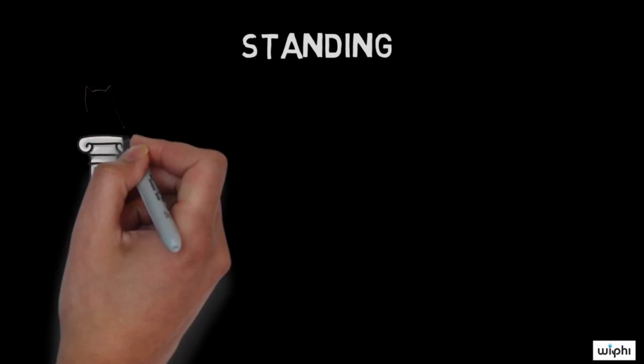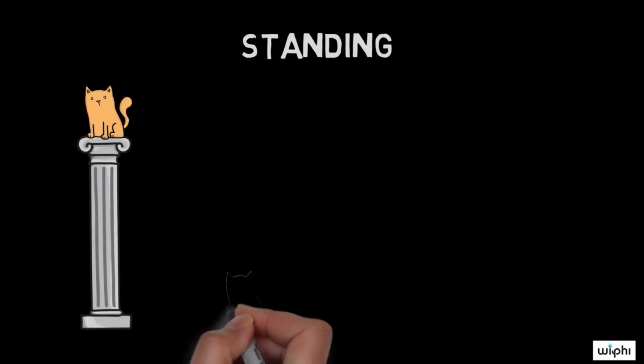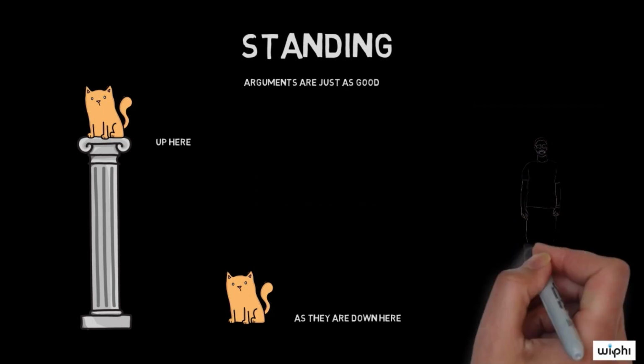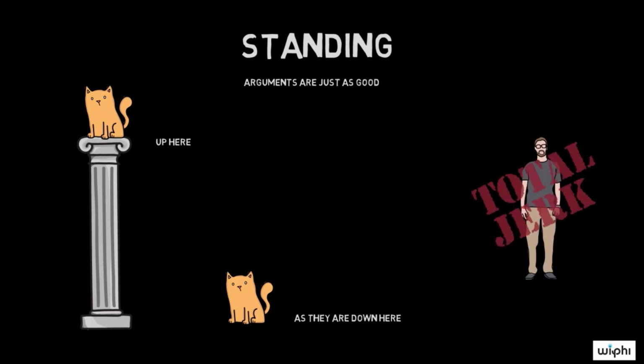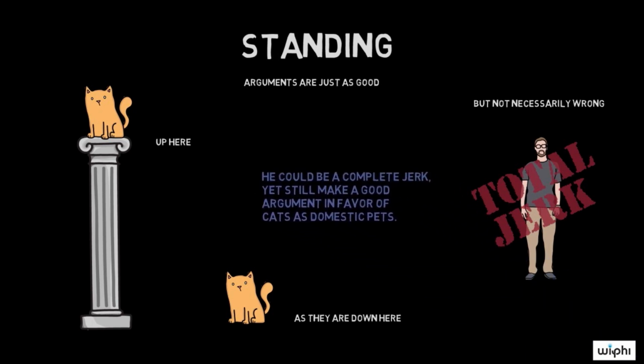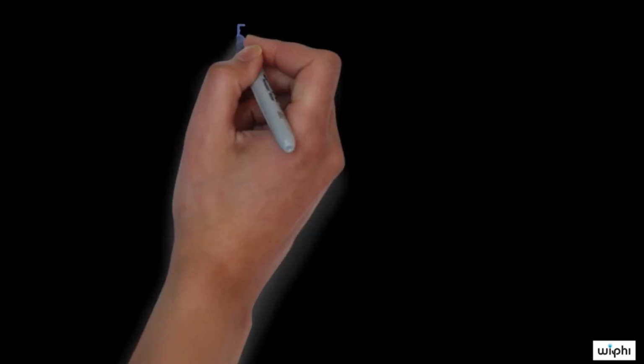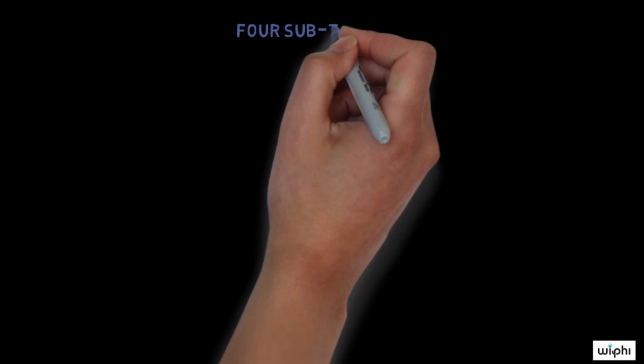The standing of the person making the argument, in most cases, will be irrelevant to the validity or the soundness of the argument. And this is the misconception that I would like to correct in this video. Simply because Vlad is a total jerk doesn't mean that his claim about cats as better domestic pets is false. He could be a complete jerk, yet still make a good argument in favor of cats as domestic pets. So let's look more closely at this fallacy and at its 4 subtypes.